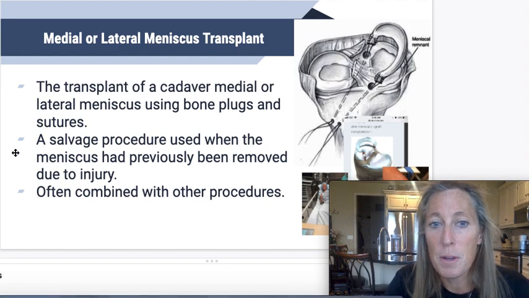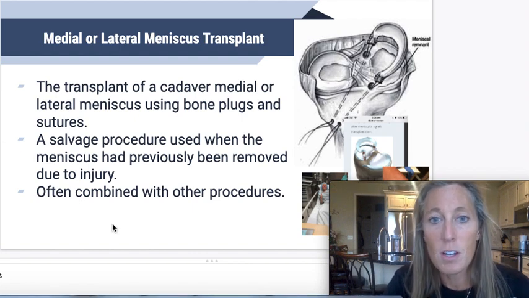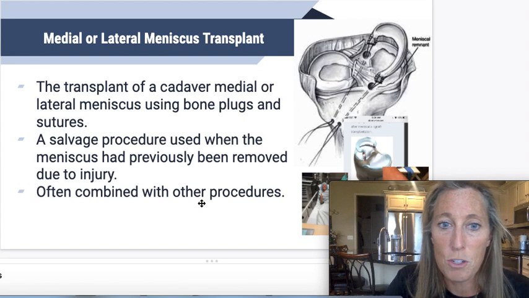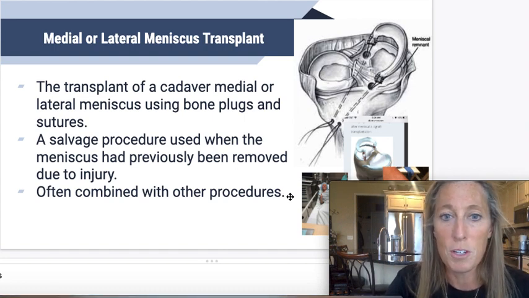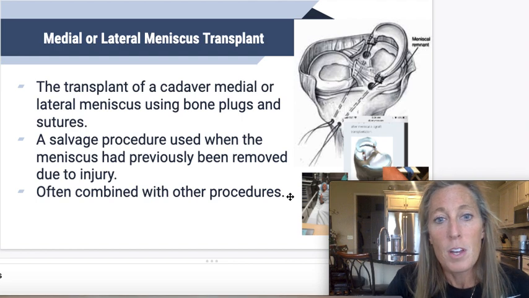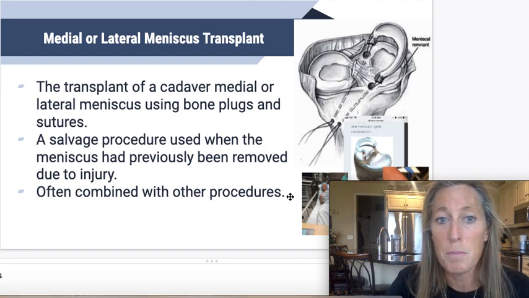Meniscus transplant, let's talk about that for just a little bit. I think I've told you guys in class I had a meniscus transplant last May that didn't go very well for me and failed. And as you guys know, I had surgery again in January to try to repair that meniscus transplant.